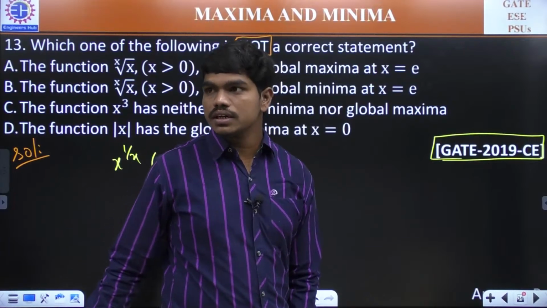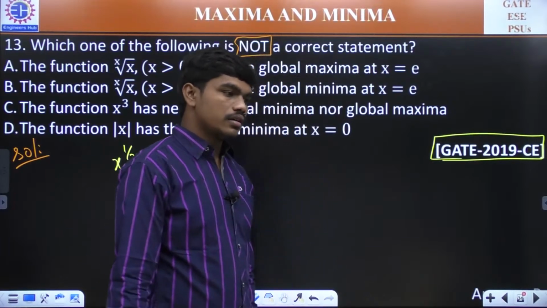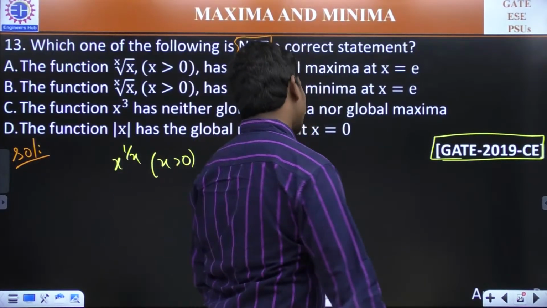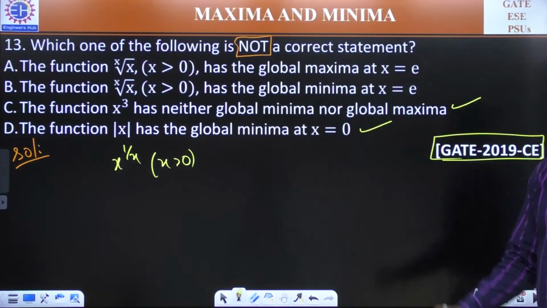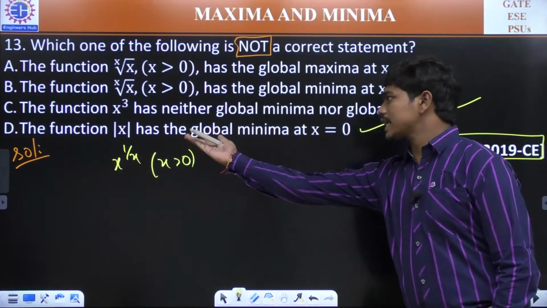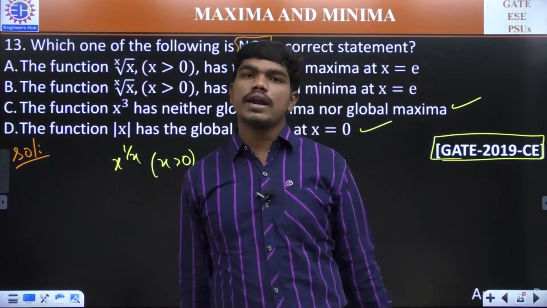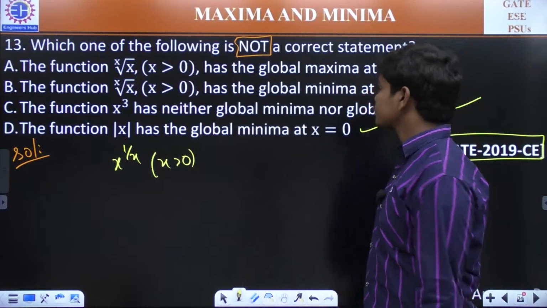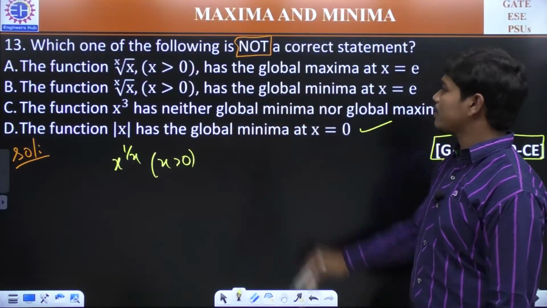Please try to answer this question, all of you. It's a very good question. Option B is the wrong answer. Okay, so let me check. First of all, these two statements are correct. Yes or no? We know this because the function mod x has global minima at x is equal to 0. Of course, on the complete real number plane, mod x has least value at x is equal to 0. Next, the function x cube has neither global minima nor global maxima.